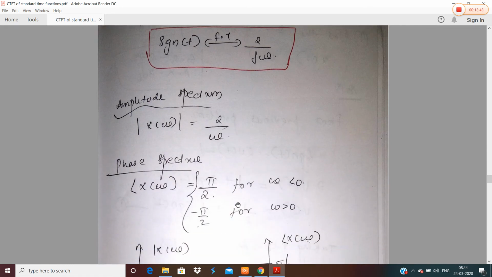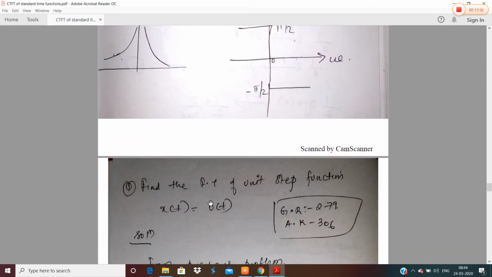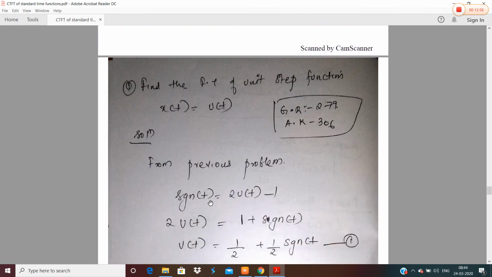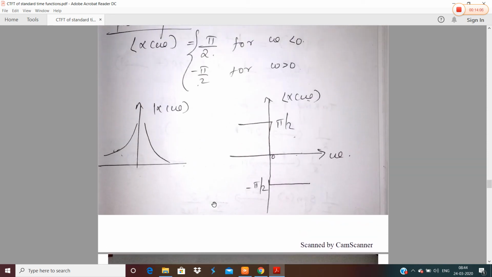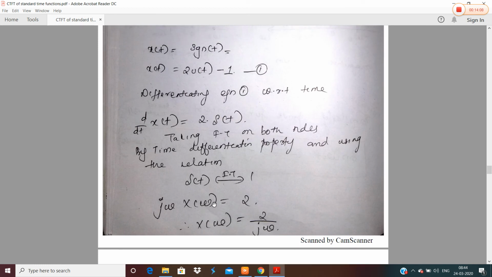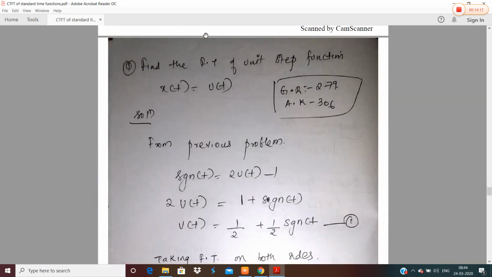The same way you can plot the amplitude as well as the magnitude spectrum, amplitude as well as the phase spectrum, which is being mentioned in the previous cases, that is root of a square plus b square and tan inverse of b by a. Next we'll find out the Fourier transform of the unit step function, that is u of t. From the previous section, we have got it like the signum of t is 2 into u of t minus 1. Hence u of t can be also expressed in terms of signum of t. That is what is being done in the next section.